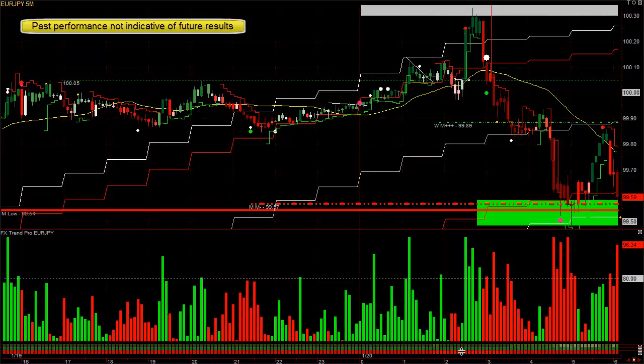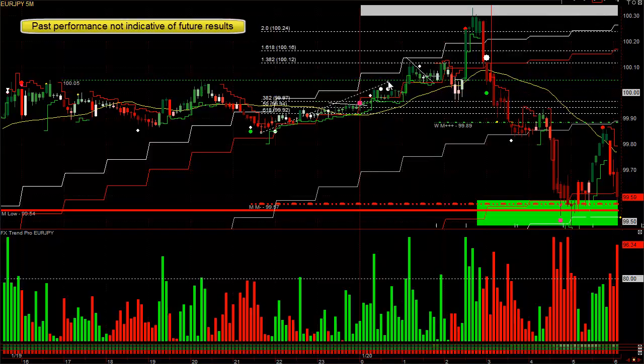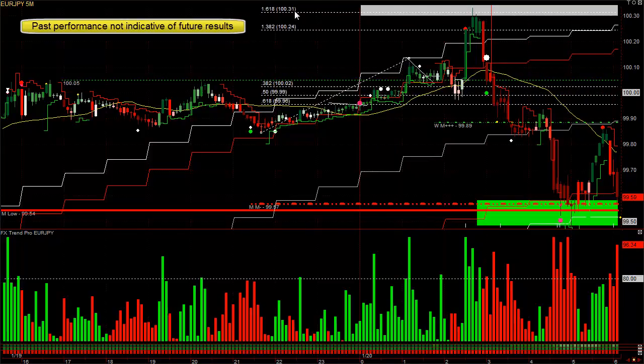And because this has a monthly trend that's down, and because it's my Fibonacci area, and because it's above the 2.0 containment band, and because it's more than likely at the Fibonacci 1.618 of this previous swing right here, very good place to do a counter trend trade.